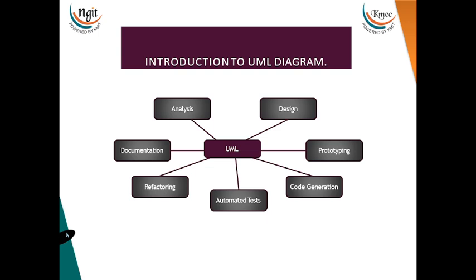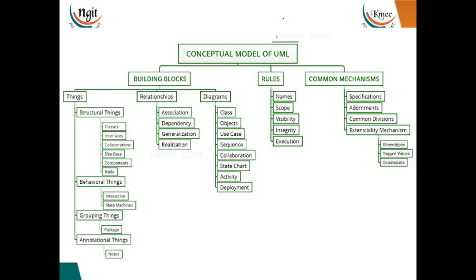UML can be used in analyzing, in the design process, in prototyping, in code generation, in automation, automated testing, refinement, and documentation. These are a few points where UML can be used. What are the basic building blocks of UML?